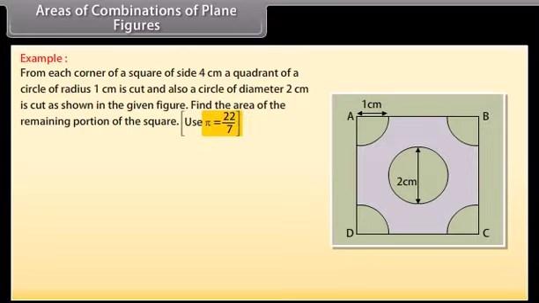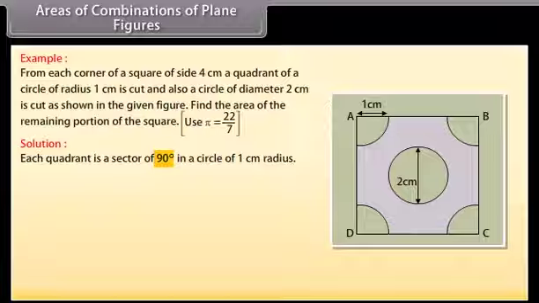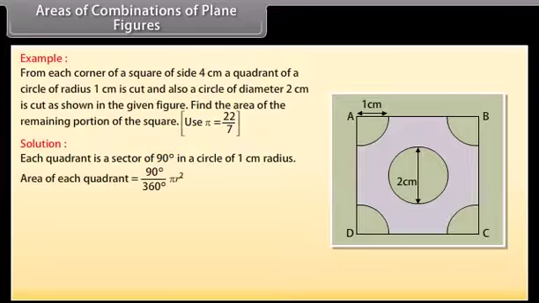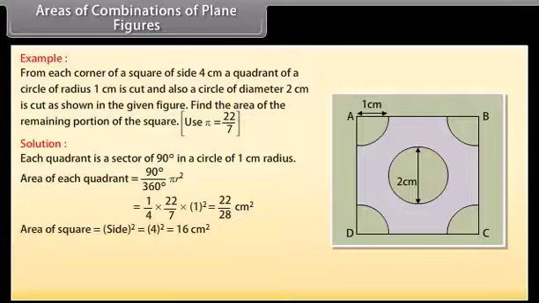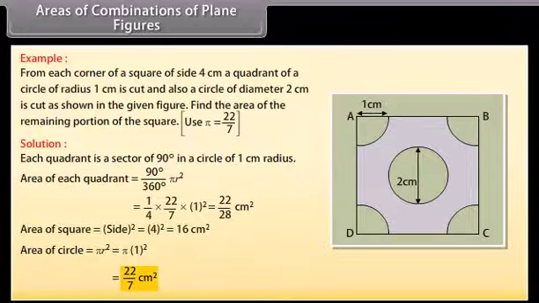Use pi as 22/7. Each quadrant is a sector of 90 degree in a circle of 1 cm radius. Area of each quadrant is 90 degrees upon 360 degrees into pi r square, which becomes 22/28 centimeters square. Now, area of square is equal to side square, which equals 4 square, which is equal to 16 centimeters square. Area of circle is equal to pi r square equals pi into 1 square, which is equal to 22/7 centimeters square.